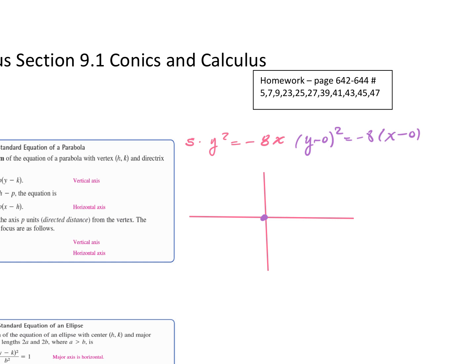I like to pick for the squared term. So actually, I would pick for the y here. So if y was 1, x would be negative 1/8. So it would maybe look something like that. And I know that it's going to open left, so it would look like that. Okay.